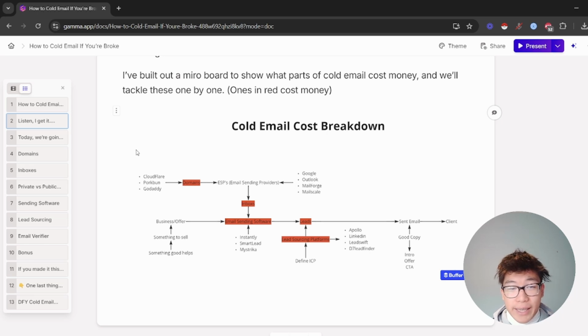You then need to talk to ESPs or email sending providers. So Google, Outlook, MailForge, MailScale, all these are private and public, which I'll get into later on in the video. These guys are selling you inboxes, and inboxes is where most of your money is going. I guarantee you've looked at it and you've been like, that's $7 an inbox, right? That's extremely expensive, right? Yeah, because you're right. Even I think that.